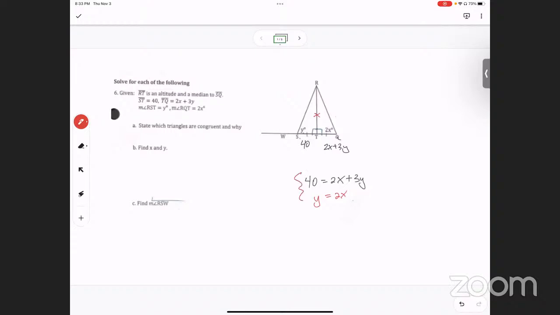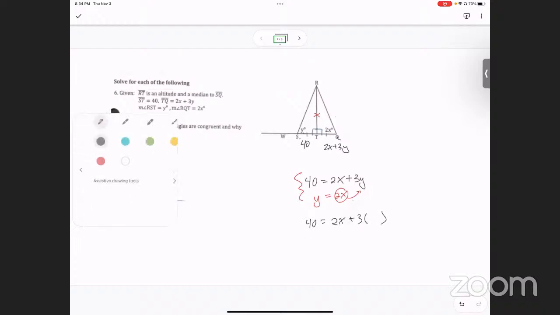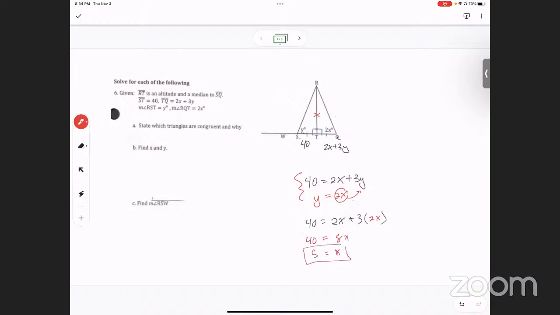Do you remember doing this in algebra? Okay, so which method would you like to use, substitution or elimination? Probably substitution. Good idea. So you're going to substitute this in for y. So rewrite the equation as 40 equals 2x plus 3 times 2x, which means 2x plus 6x, which is 8x equals 40, which means x equals 5, right? And if x equals 5, then y equals 10. Just plug it into either equation, whichever one's easier.